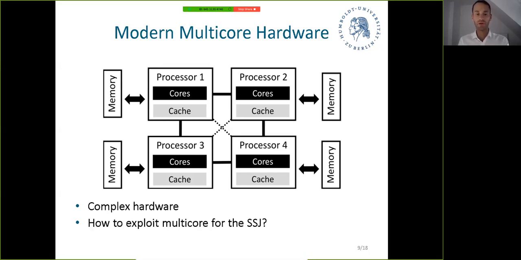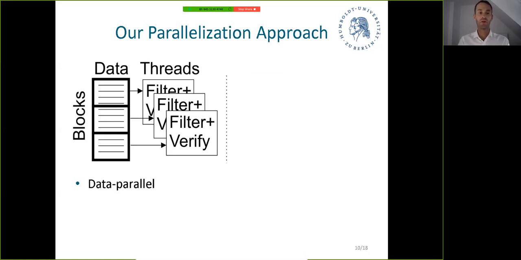How can we exploit this hardware for the set similarity join? So one approach would be the data parallel approach. When we look at our input data here to the left, we could partition it into disjoint blocks, and each thread takes one block and runs the whole set similarity join on this block by filtering and verification.